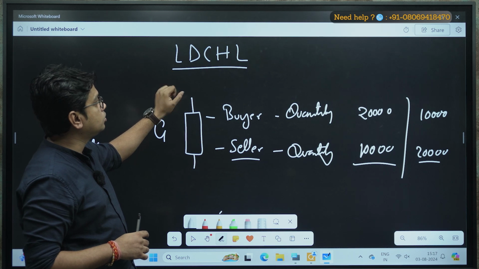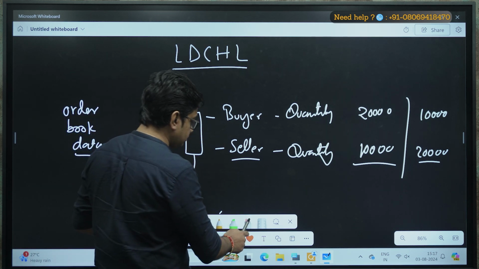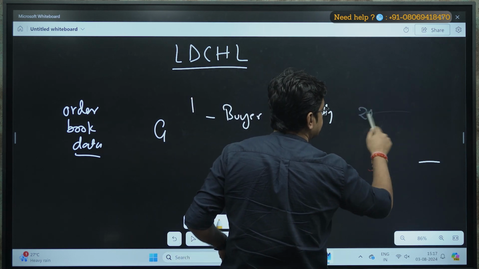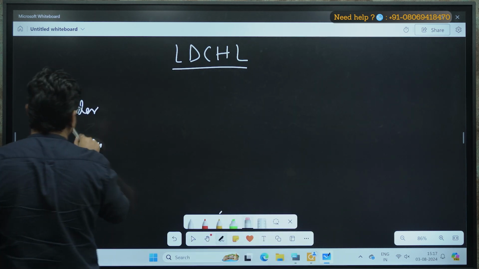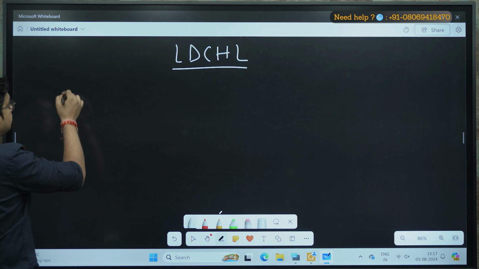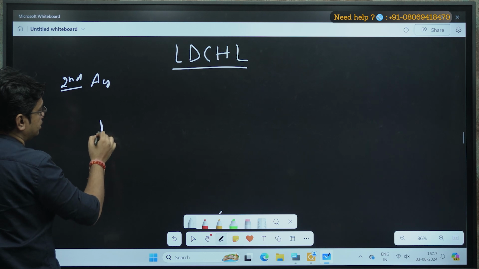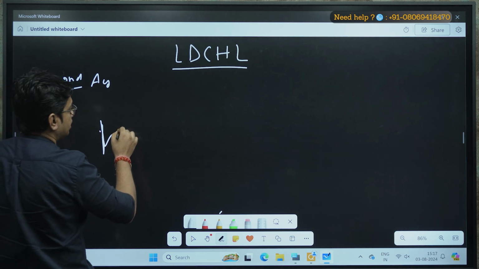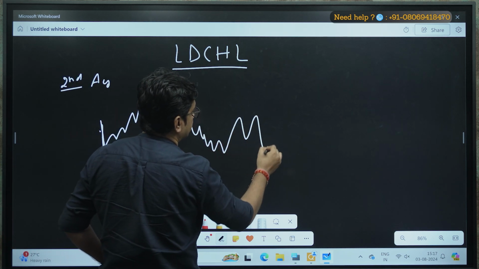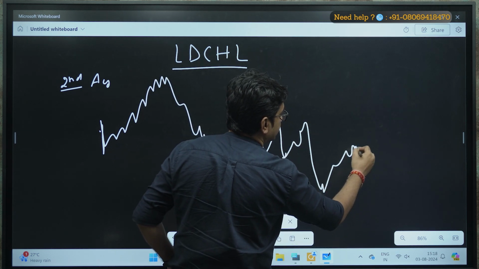I'll just take the trade according to the last day closing high and low. Let's just say today is 3rd August, so I'm going to make the chart of 2nd August. Let's say this is the opening bell here. The price opened here, then it made the high like this, and it came down like this. It is highly volatile. Then again it made a low like this, and the closing price is here.